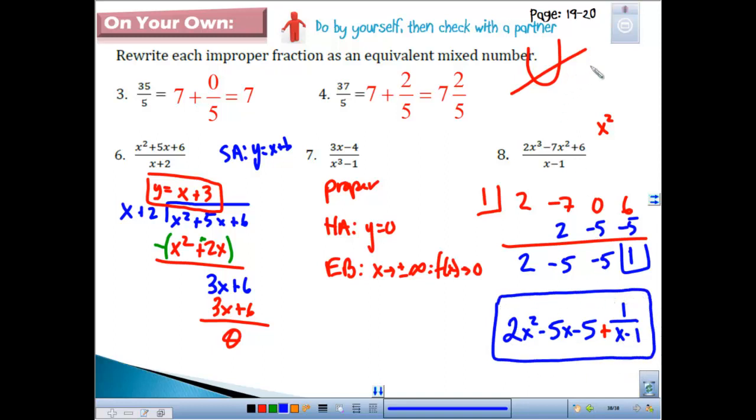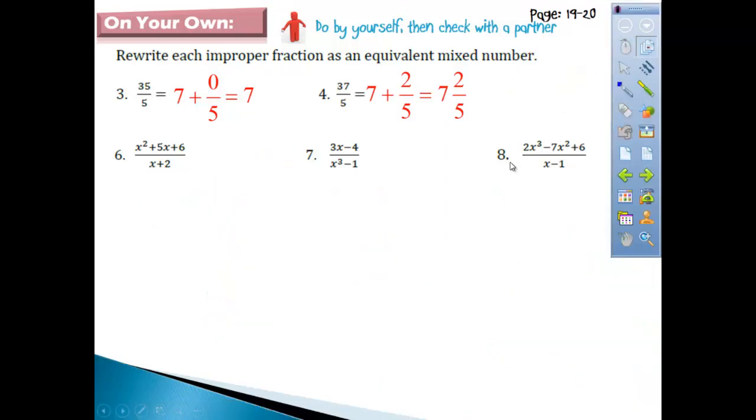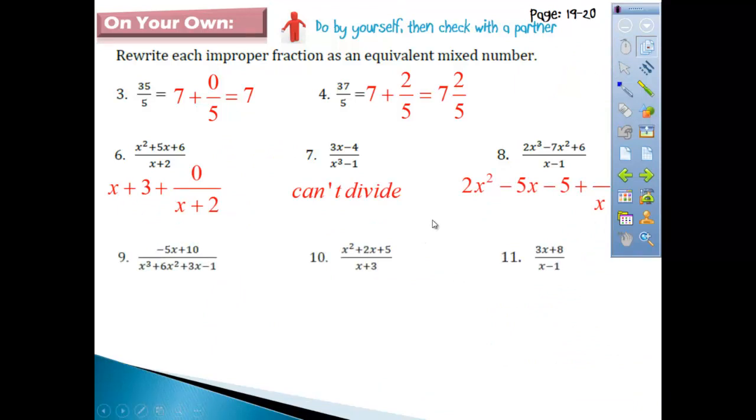All right, we're going to try a couple more. Actually, I want you guys to try this, so I'm going to give you some time. Here they go. If it's not improper, or if it's just proper, then just write can't divide, or you could say proper.